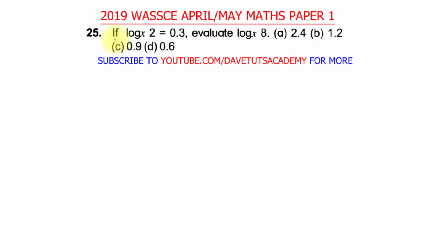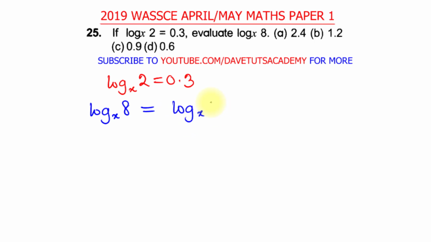Here in this question, we're told that log to base x of 2 is equal to 0.3, and we are to evaluate log to base x of 8. It's just a simple application of the laws of logarithm that will help us to solve this, because we know that log to base x of 8 we can express as log to base x of 2 raised to power 3. And when we have log to base x of 2 raised to power 3, this is also expressible as 3 multiplied by log to base x of 2.